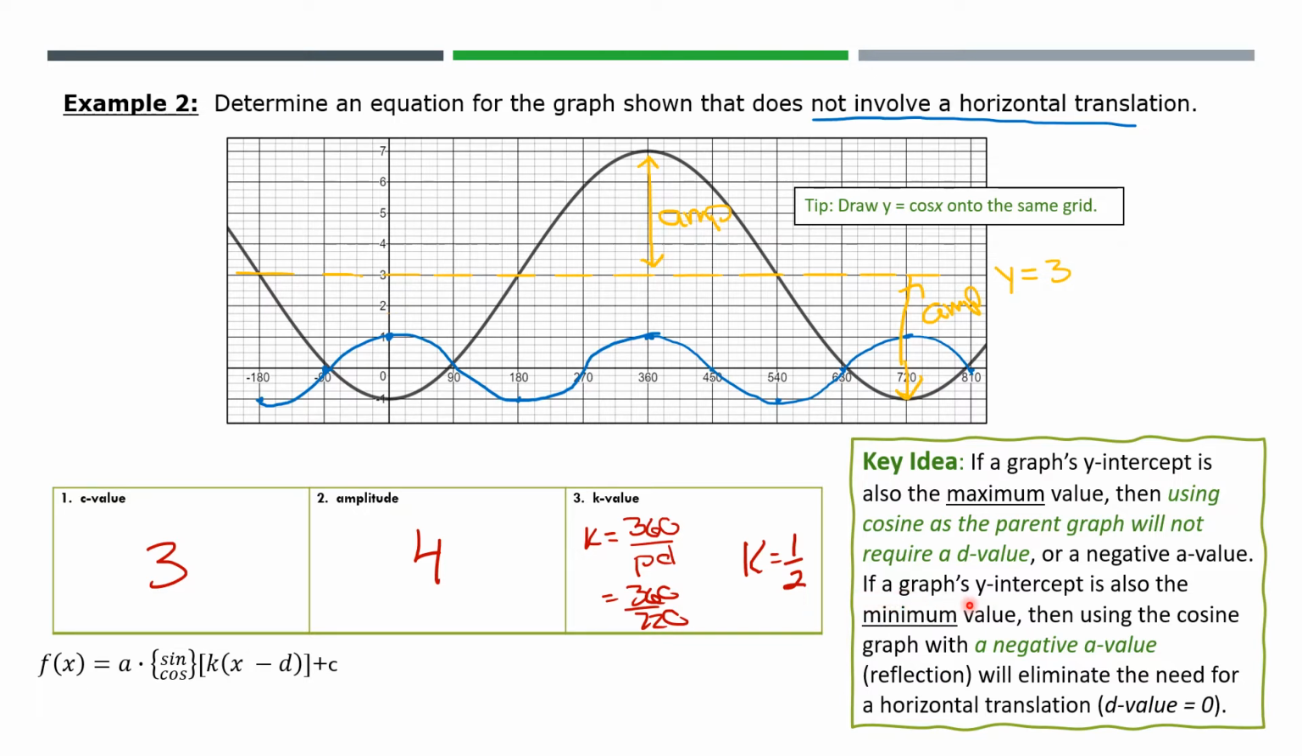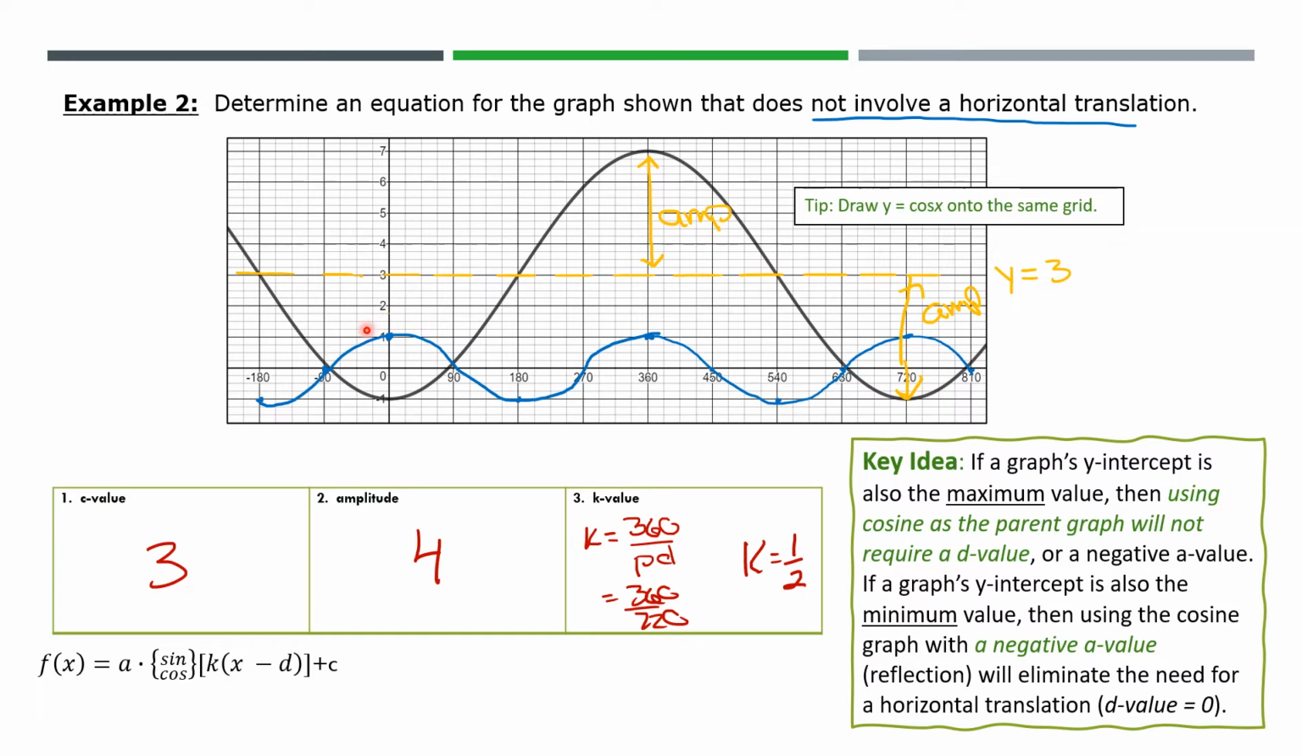If a graph's y-intercept, here's the y-intercept right here, is also the minimum value, that's what we have, a minimum value on the y-intercept, then using the cosine graph with a negative a value reflection will eliminate the need for horizontal translation. Let me go over that again. We're not allowed to use a horizontal translation for this question.